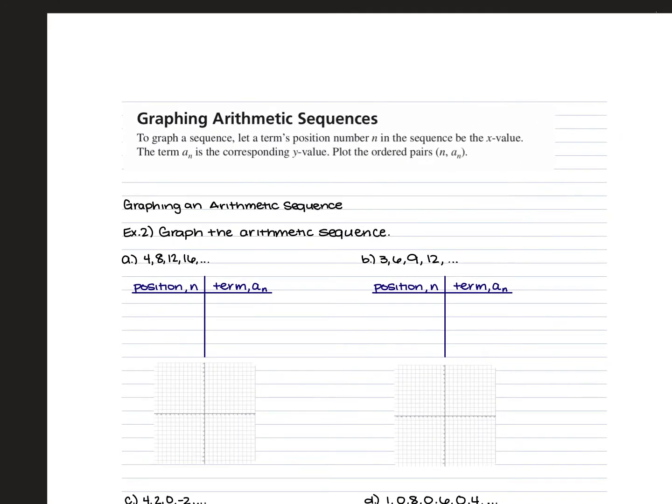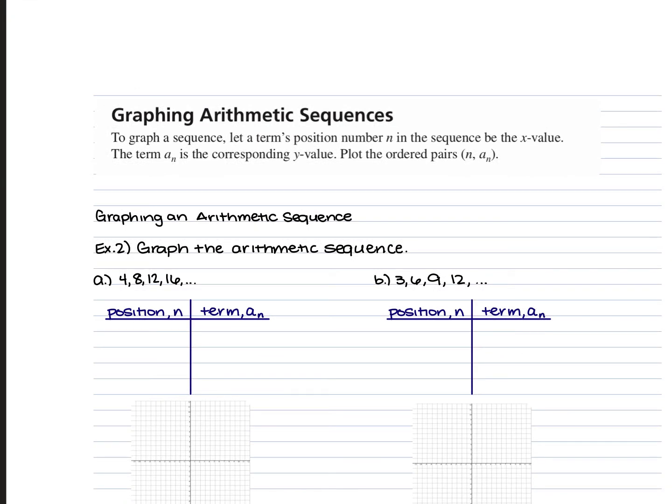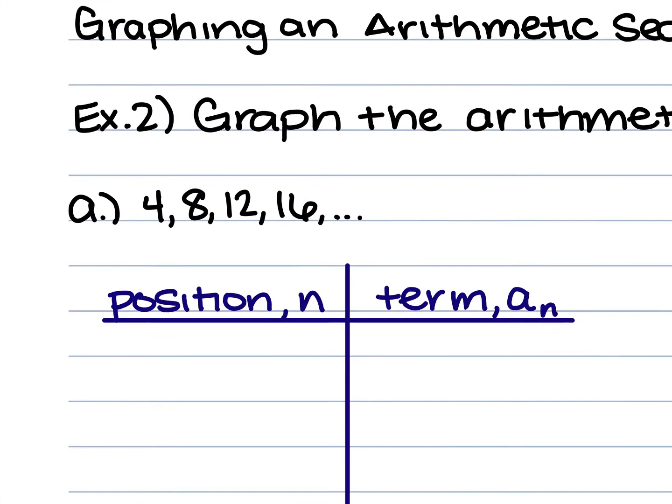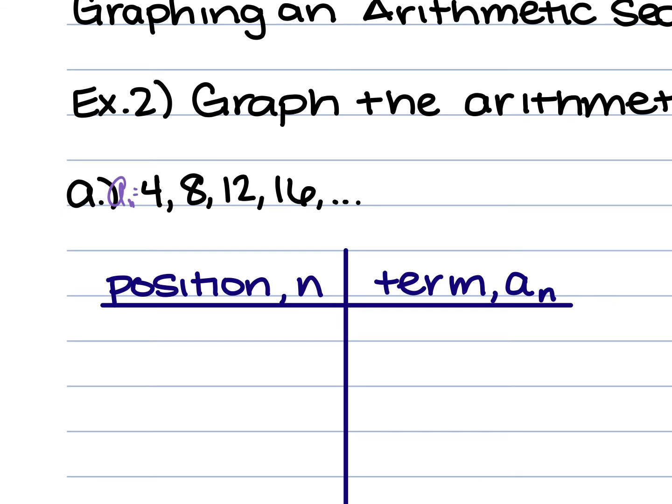So next, we are going to be graphing arithmetic sequences. To graph a sequence, we let a term's position number in the sequence be the x value. So the x value is the position number. The term a sub n is the corresponding y value. We're going to plot the ordered pairs n comma a sub n. So the numbers given are our a sub n. These are our y's.